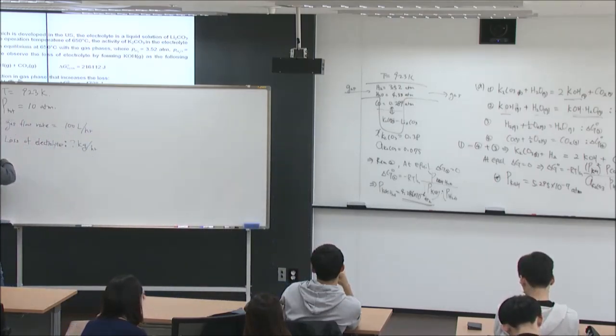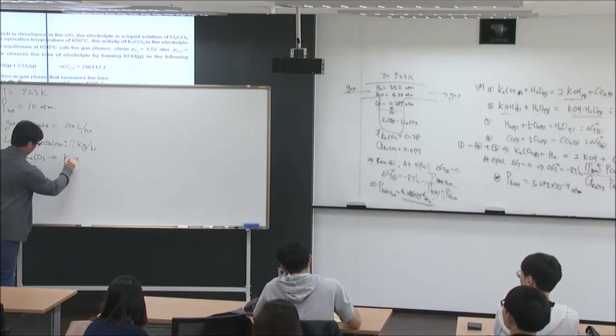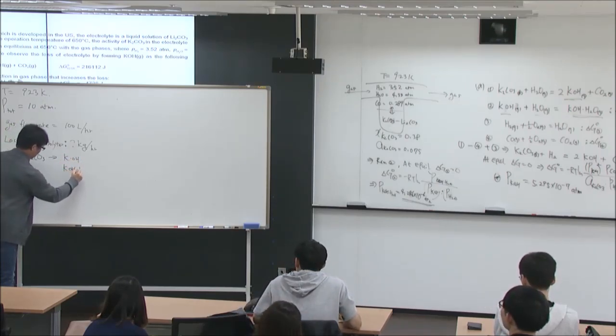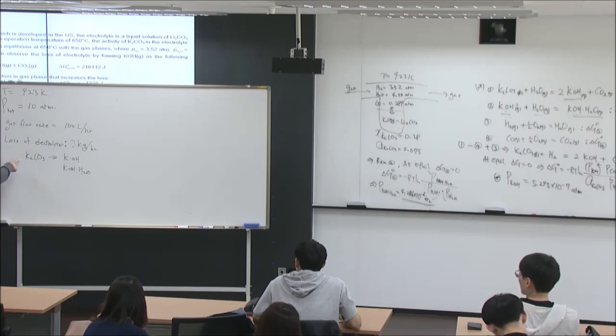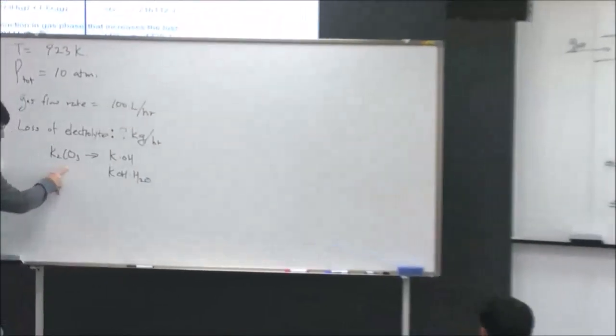So K2CO3 will become KOH or KOH H2O. That means if you have half mole of K2CO3, it will produce 1 mole of KOH. Or if you have half mole of K2CO3, it will produce 1 mole of KOH H2O. So if I know the number of moles of this one, half of this one will correspond to the amount of this one.